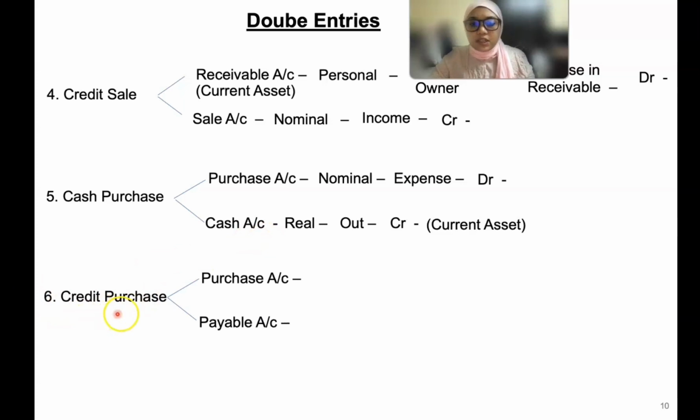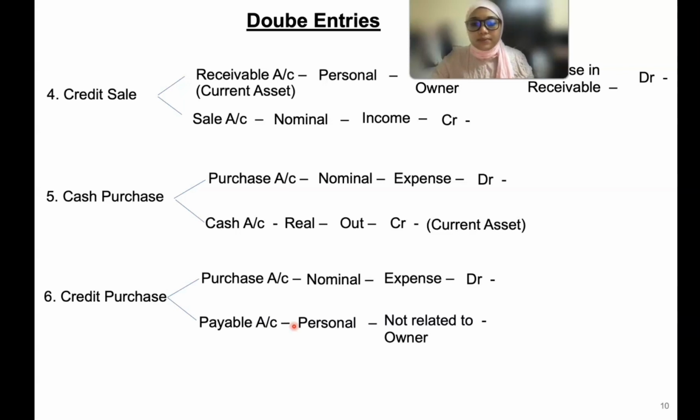So credit purchase, we will open purchase account and payable account. Purchase account is nominal, expense, debit. So if purchase is debit, definitely payable we are going to record in credit side. But we need to know the reason why we are going to record in credit side. Payable is what? Personal. Personal, it is not related to owner.